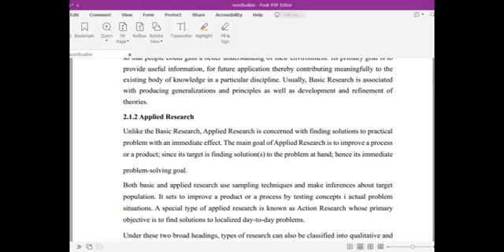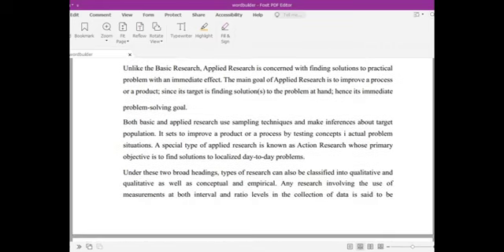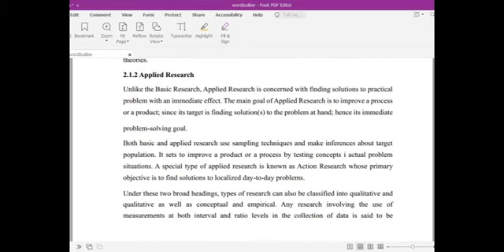The main goal is to improve a process or a product. It always has to do with improvement, adding to existing. Since its target is finding solutions to the problem at hand, hence its immediate problem-solving goal. It has an immediate problem-solving goal. You should be able to solve a problem immediately.